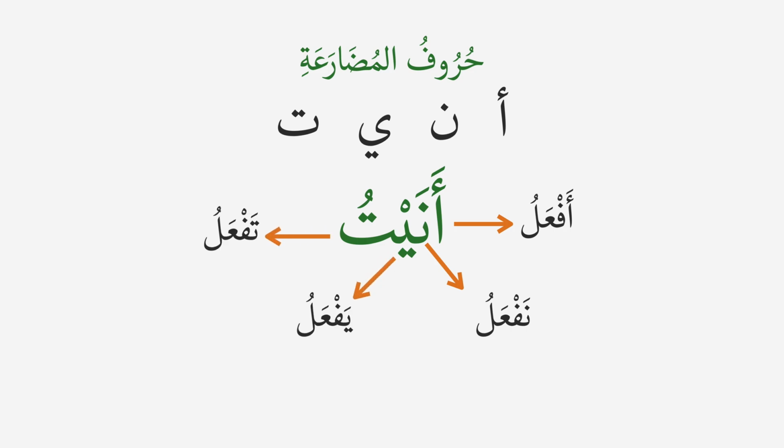Another point, حروف المضارعة that are attached in the beginning of each of these patterns are one of the following. Hamza, Noon, Ya, and Ta, and these particles are put together in a mnemonic أنيت. So we have Hamza as in أفعل, Noon as in نفعل, Ya as in يفعل, and Ta as in تفعل.